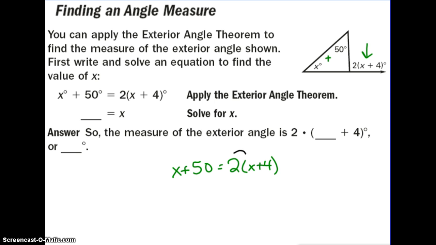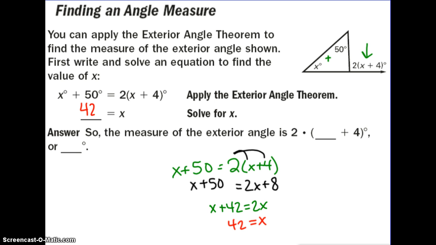First off, distribute the 2 by the distributive property. Okay, then I would subtract 8 from both sides. Subtract x from both sides. And you get that 42 is equal to x. Now plugging it back in, the exterior angle 2 times 42 plus 4 is going to be 92 degrees. That is your answer. Okay, remember you're not just looking for the value of x. You have to plug it back in.